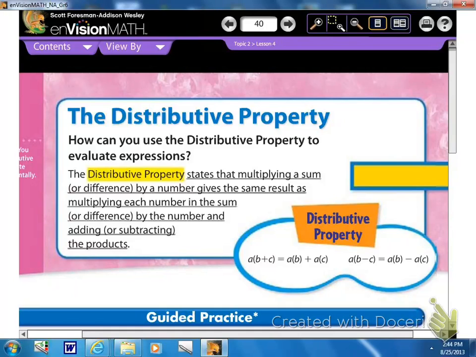And if you look in this little example there, it says A times, in parentheses, B plus C is the same as saying, well, I can just multiply A times B, and then of course it's adding, and add it to the same thing, A times C. Or if I have a number A times, in parentheses, B minus C, well, that's the same thing as multiplying A times B, and then, see, I'm subtracting this time, minus A times C.